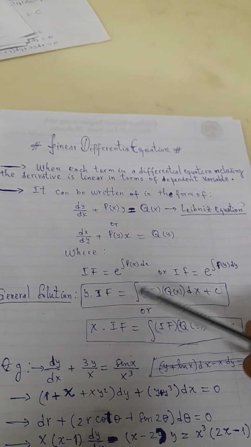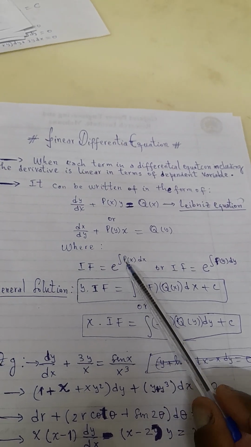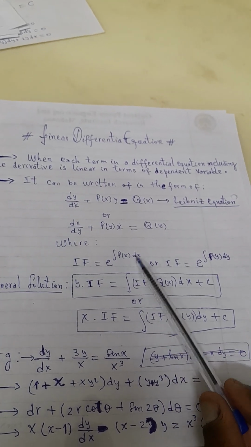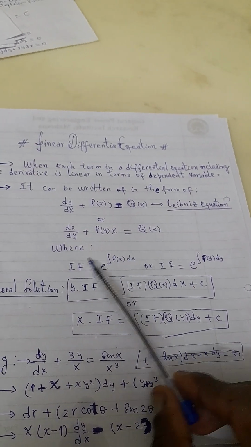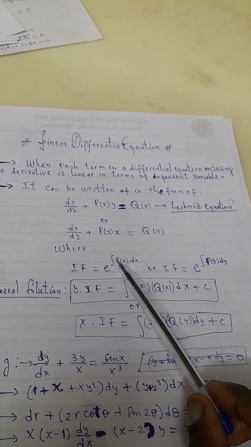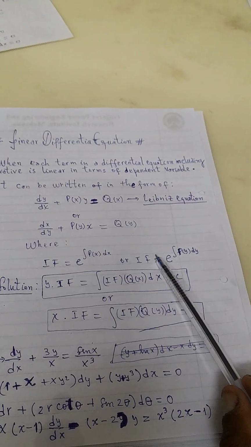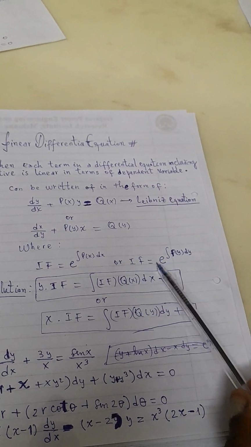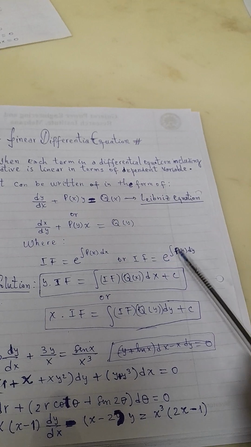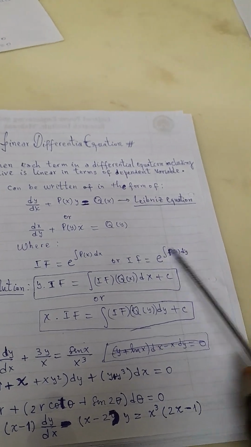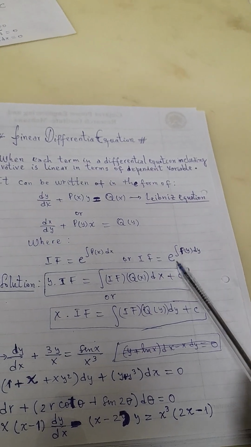It is a factor, and here the integrating factor will be Euler's number raised to the integration of px dx. This integrating factor works when we have y as the dependent variable. And the integrating factor will be e raised to the integration of py dy when our dependent variable is x.